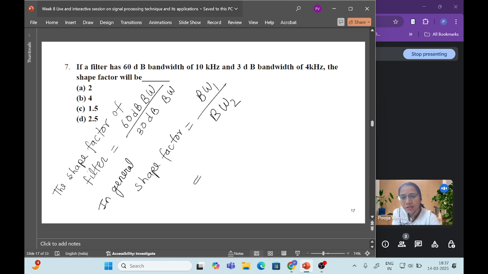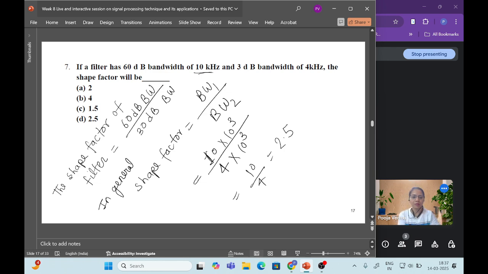Okay, so the 60 dB bandwidth, here bandwidth 1, is given as 10 kilohertz, and the 3 dB bandwidth is equal to 4 kilohertz, right? So it will be 10 by 4, which is equal to 2.5. So option D is the correct answer for this question.